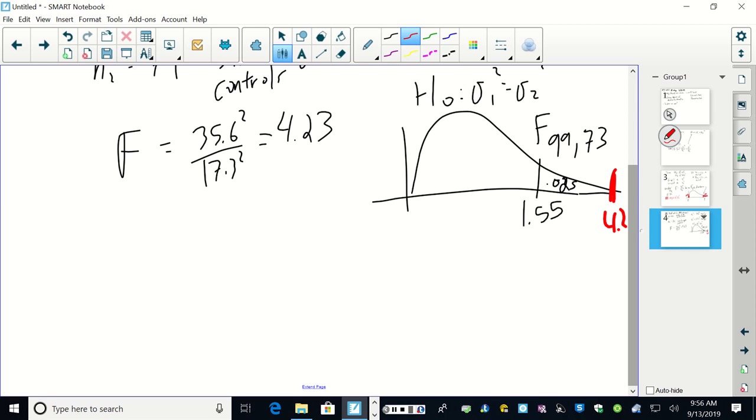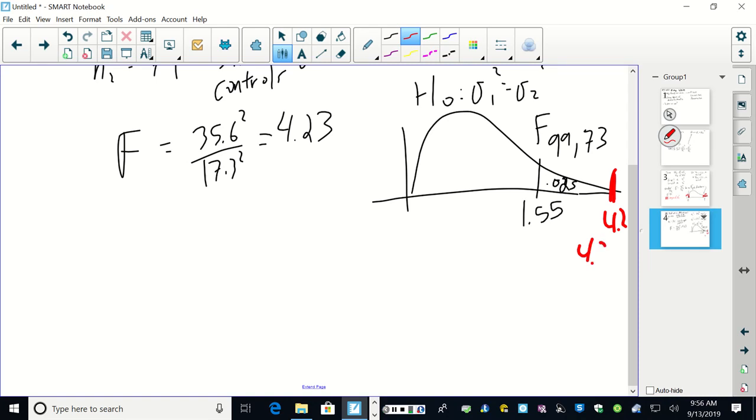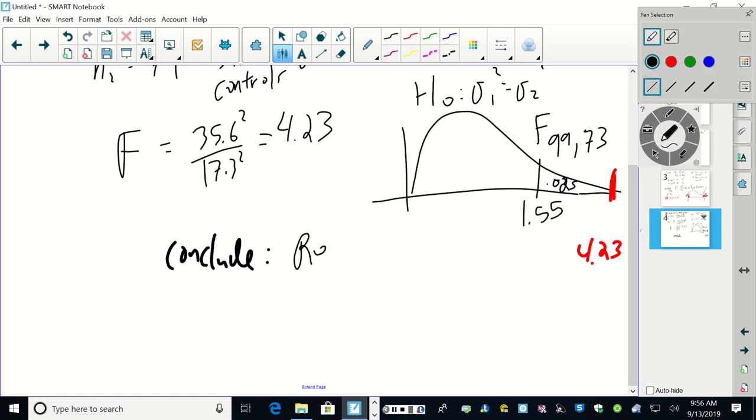That's not really drawn to scale. That's the edge of the page, so 4.23 is kind of way out there. The F distribution with larger degrees of freedom is really centered pretty tightly about 1, which would be the equal variances under the null hypothesis. And in this case, they're quite different. So we'd have to conclude here to reject the null hypothesis. The variances are not equal.